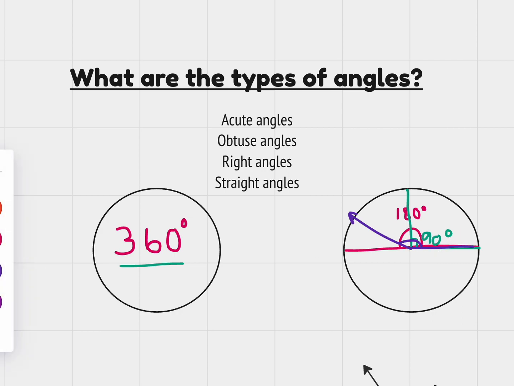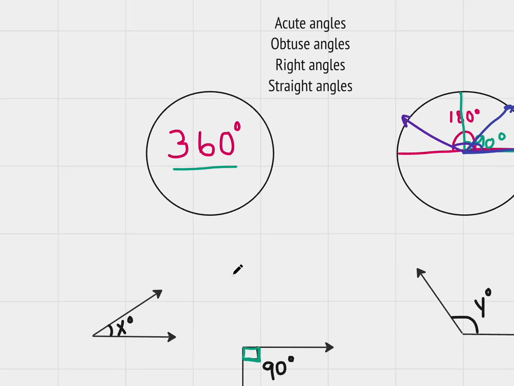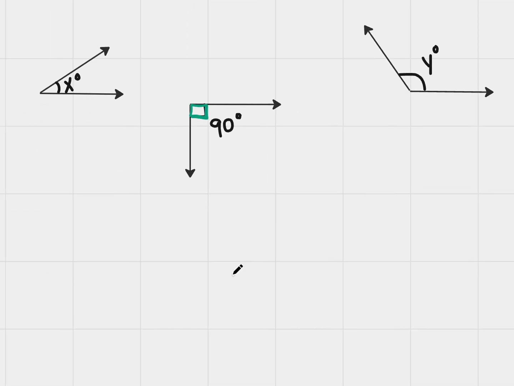Or we can also split it up less than 90 degrees. We can split it up to be a little bit less, right over there. This angle here would be an acute angle, something less than 90 degrees but a little bit more than 0. So here are just some diagrams.